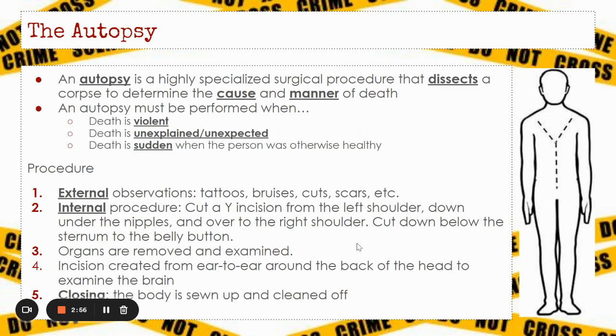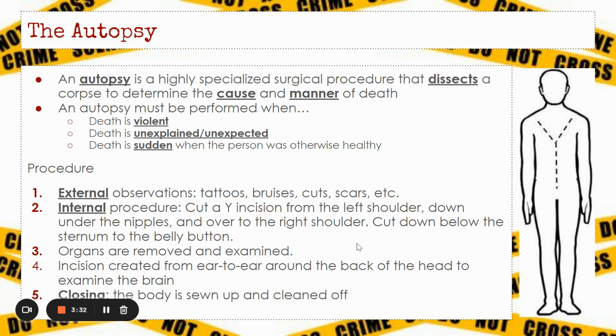All right, so let's talk a bit about autopsies. An autopsy is a highly specialized surgical procedure that dissects a corpse to determine the cause and manner of death. Autopsies are not always performed, but they will be performed in certain situations. For example, if the death is violent, an autopsy can be performed to determine the exact manner of death. If the death is unexplained or unexpected, then they may do an autopsy to determine the cause. Or if the death is very sudden, when the person was otherwise healthy, then they could also do an autopsy to determine the cause of death.